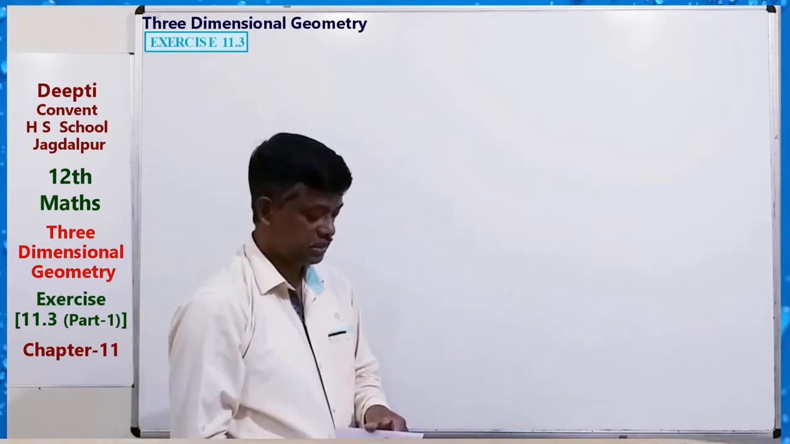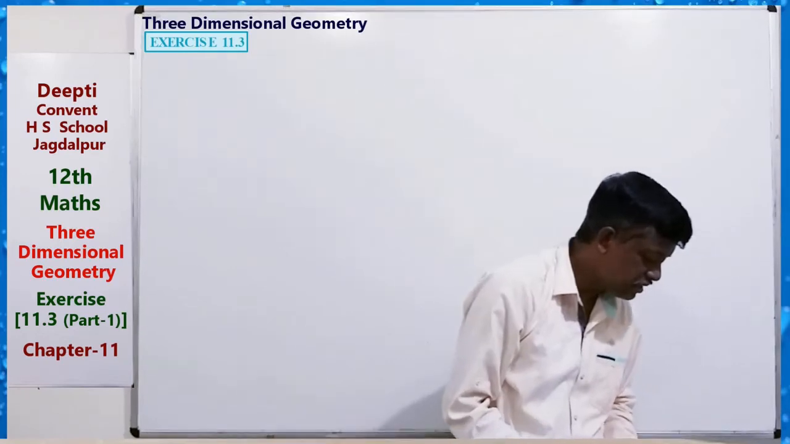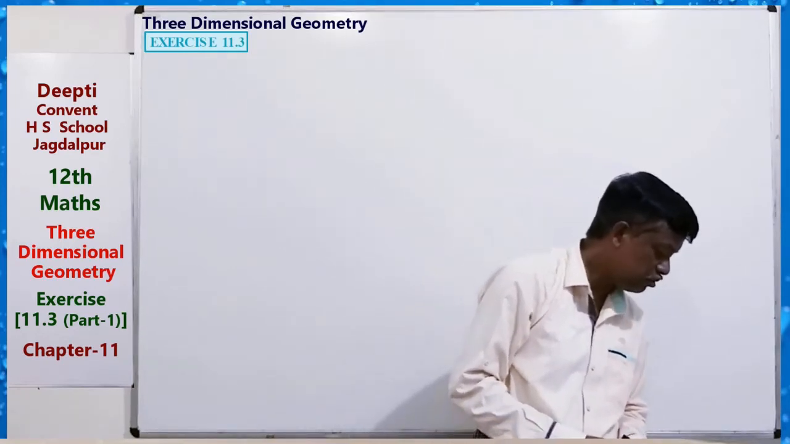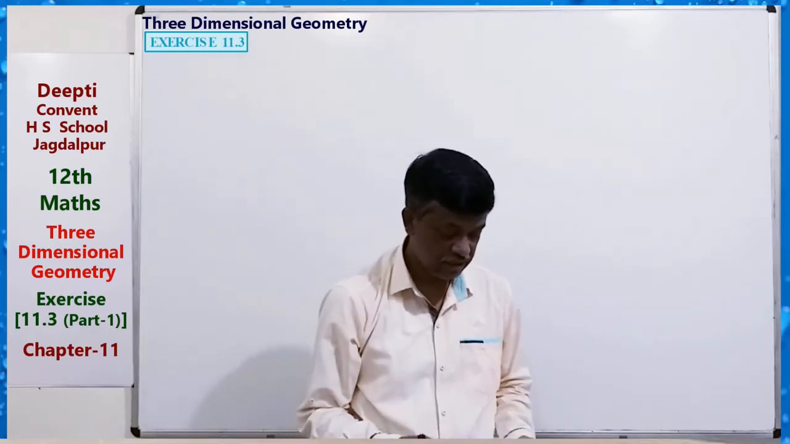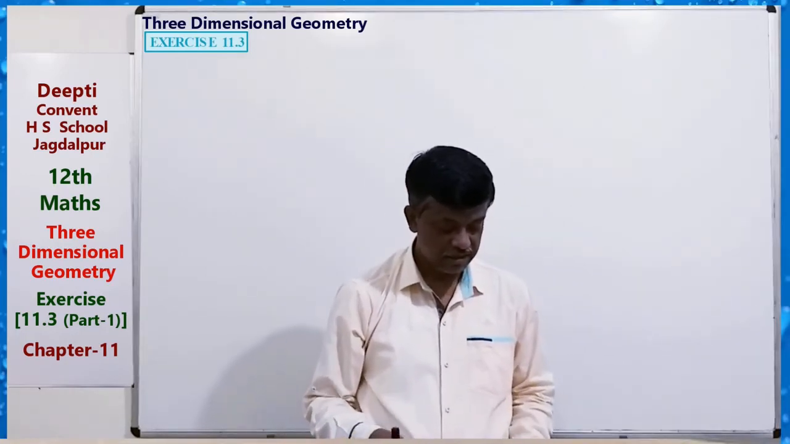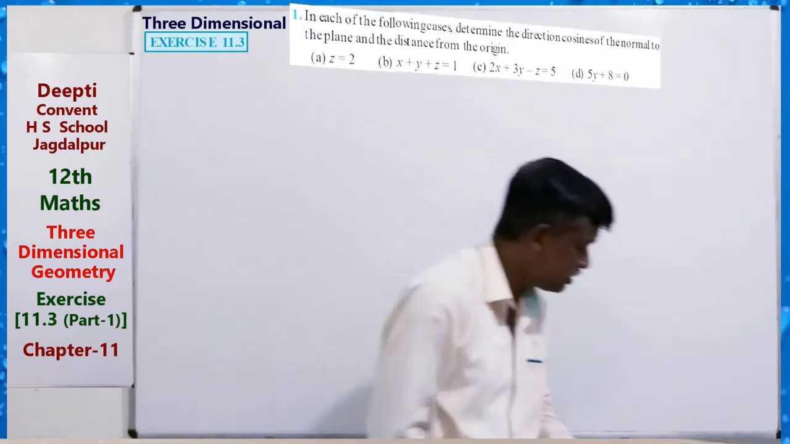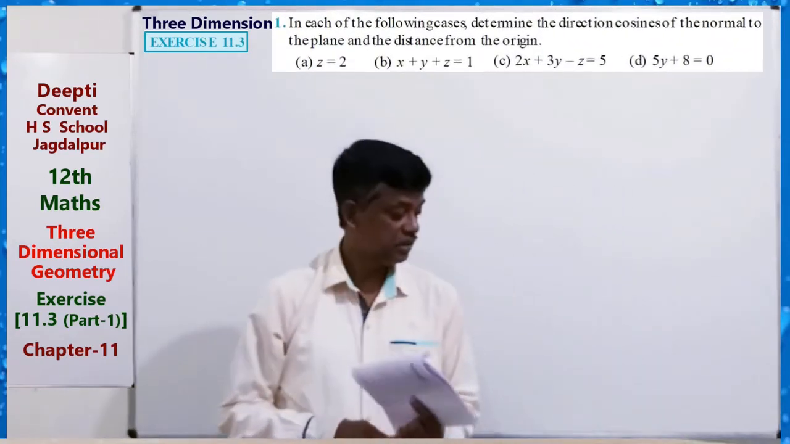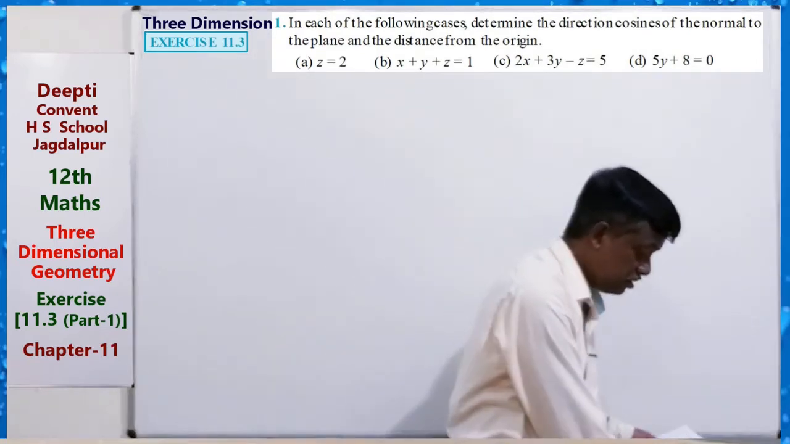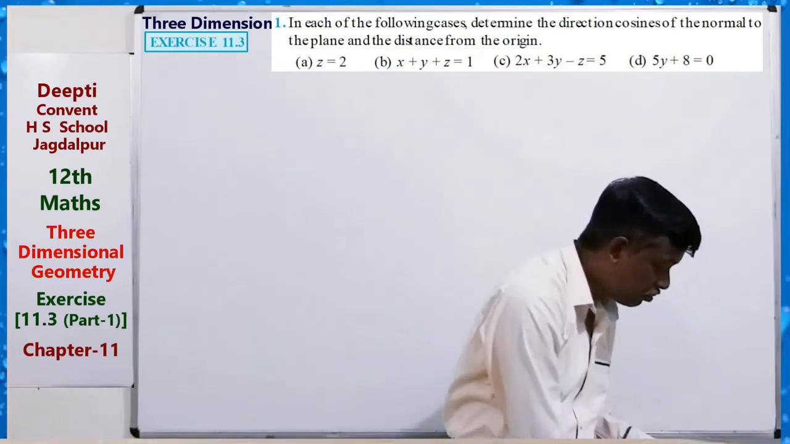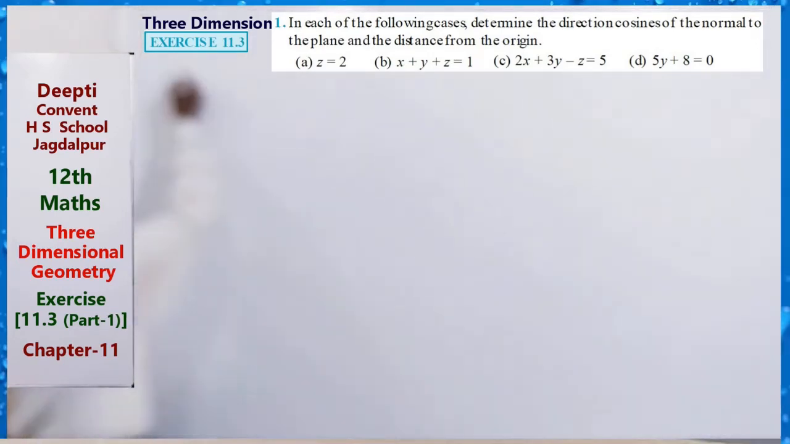The first question is: in each of the following cases, determine the direction cosines of the normal to the plane and the distance from the origin. Here four planes are given in one question. We have to find the direction cosines of the normal and the distance from the origin, so that is related to the normal form.